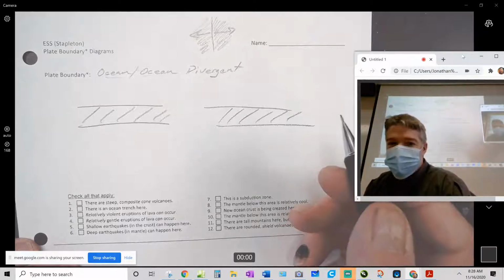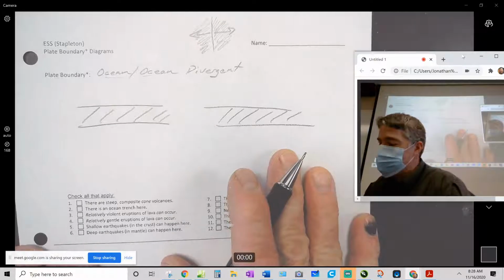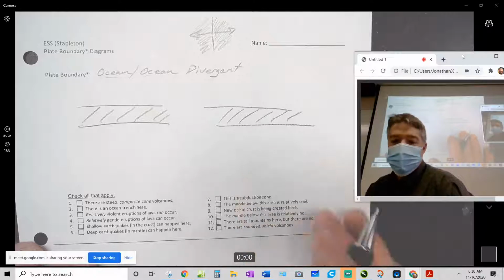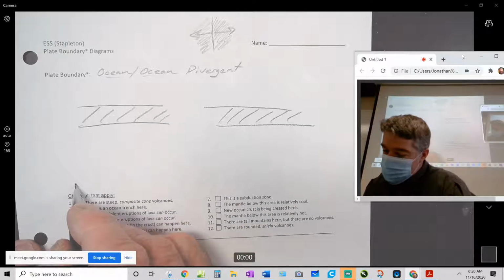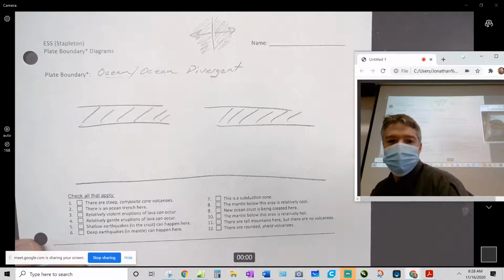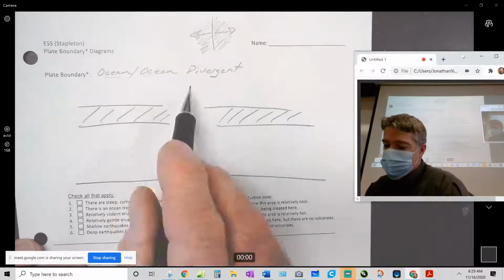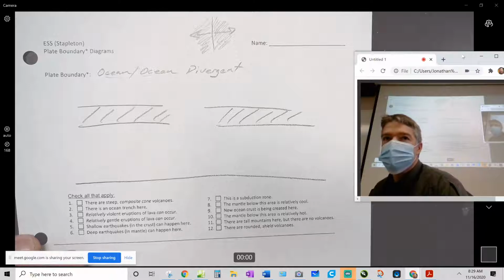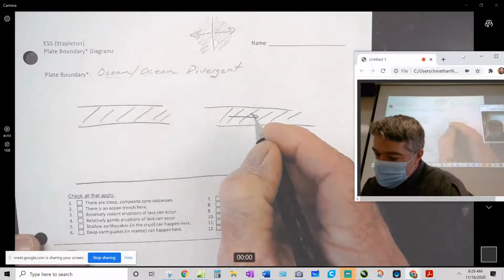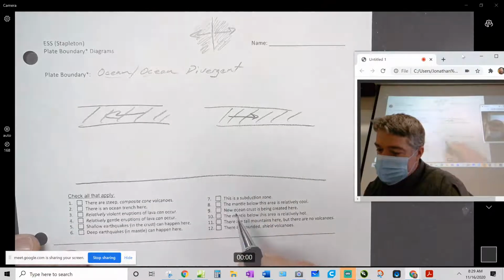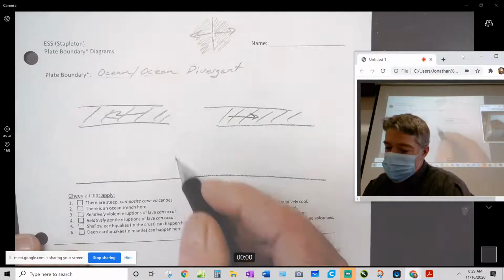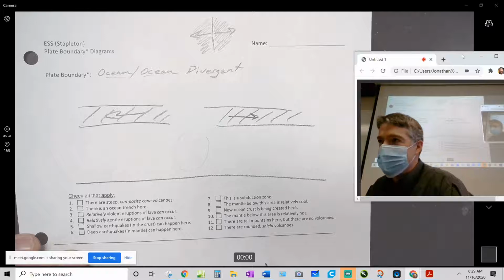So now in the diagram, I want to draw all the arrows showing how things are moving here. And I want to show the arrows down in the mantle. So think about how I would draw that. Ocean divergent. Divergent means they're moving apart. There's going to be something crucial going on right here. Think about what's happening there.